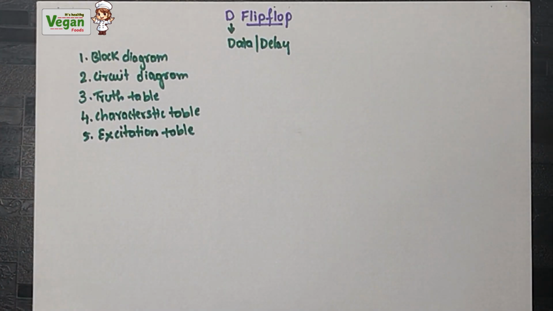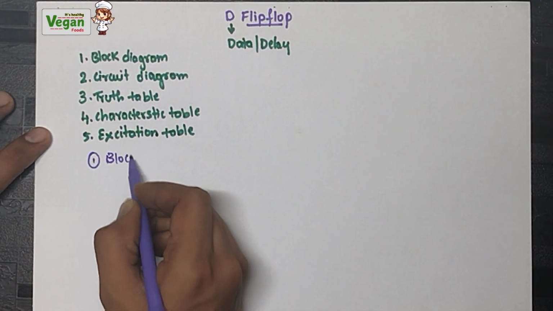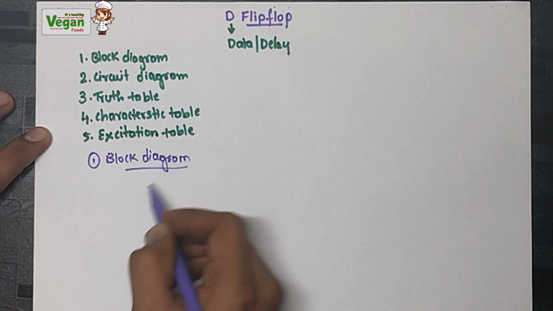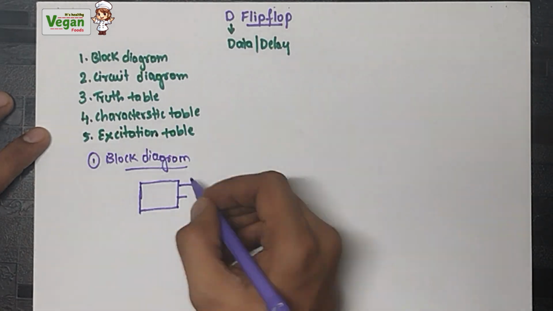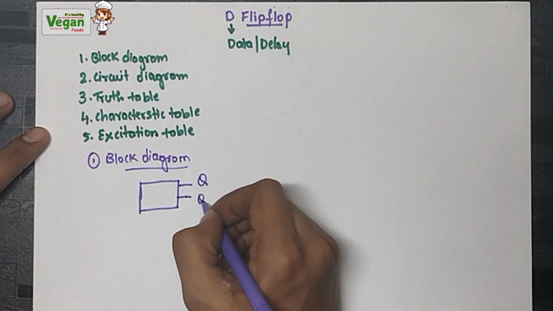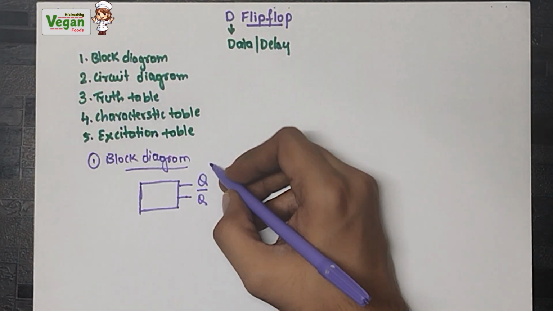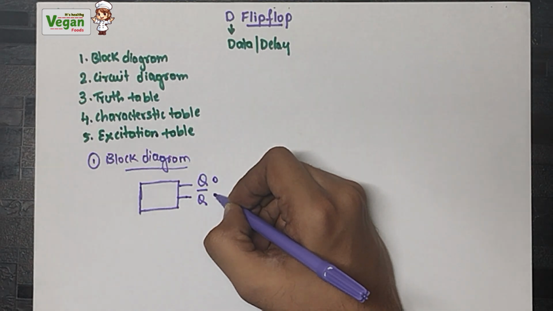The first step is what? Constructing the block diagram. In the block diagram, we will simply represent the inputs and outputs. In every flip-flop, we will have 2 outputs. One output will be Q, another output will be Q bar. You can also represent it using A, A bar, B, B bar, like that. What Q and Q bar represent is, if the Q value is 0, the Q bar value will be 1.